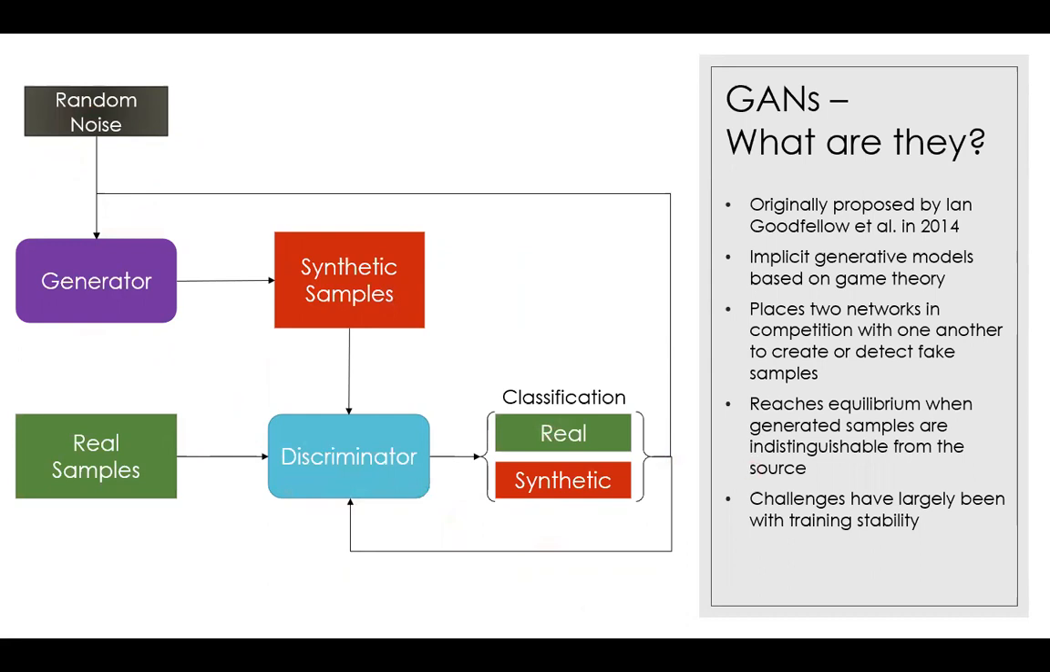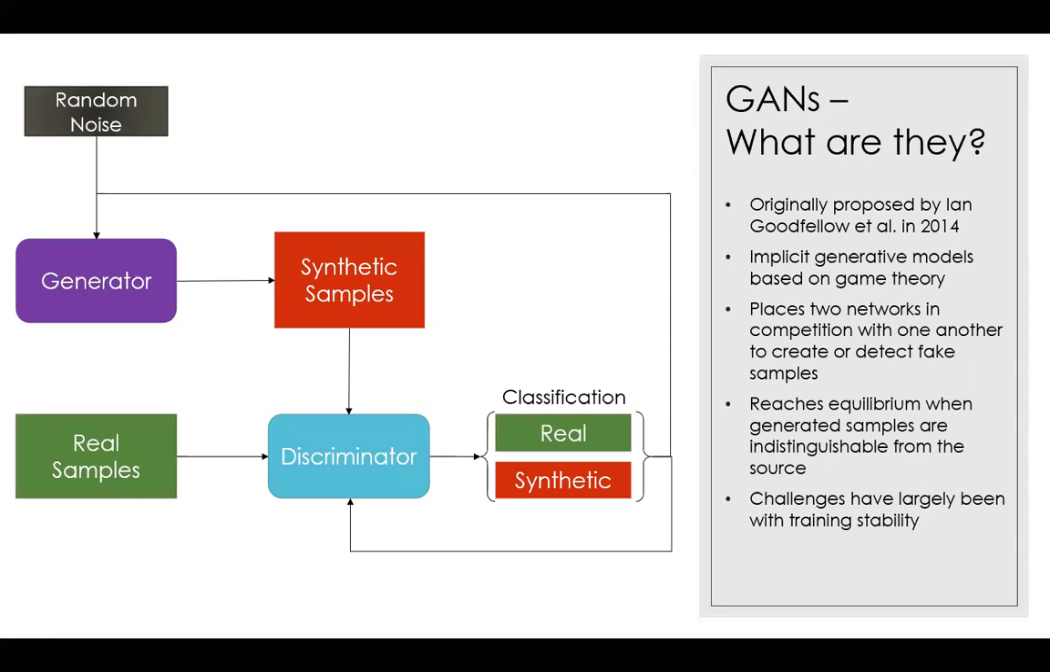This progresses through training to the point where it will reach an equilibrium point once the synthetic samples produced by the generator are indistinguishable from real samples, and the discriminator is forced to just guess 50% probabilities of either one being real or synthetic. Now, whilst in theory it works, the problem has largely been training stability with getting these systems to work in practice.